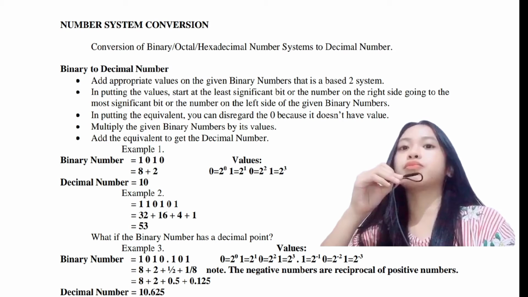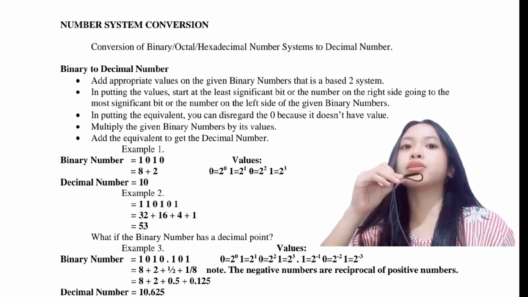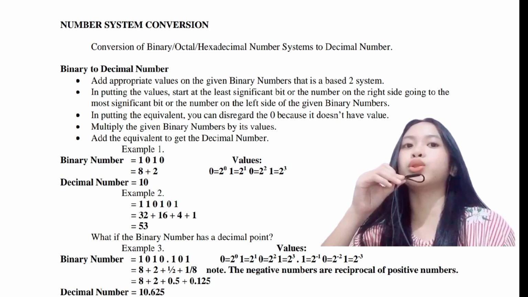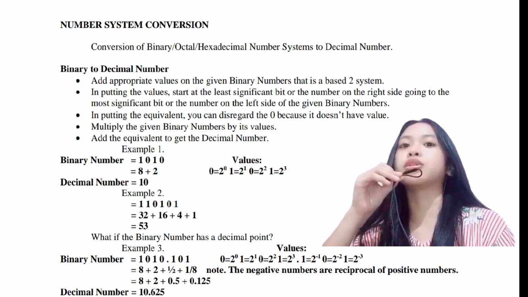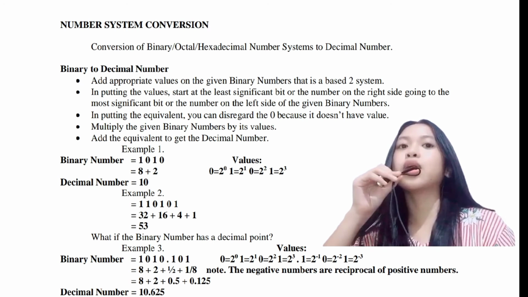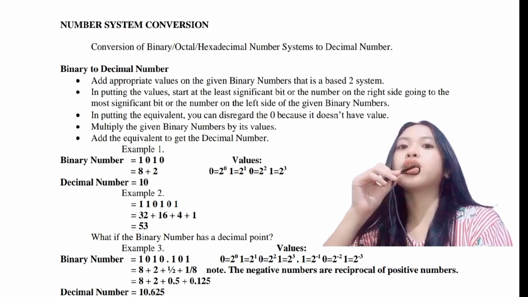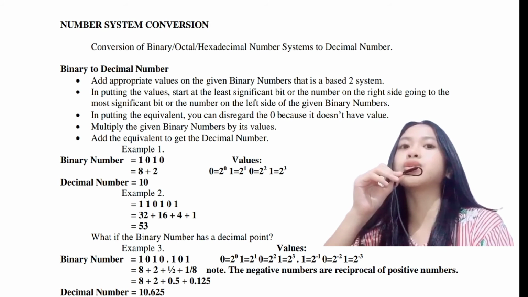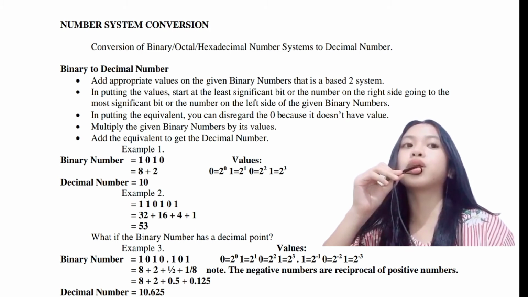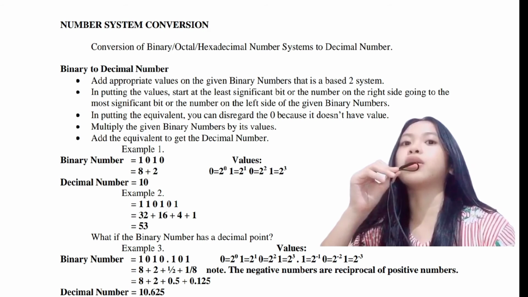The number system conversion. The conversion of binary number to decimal number. As we all know, the binary system is base 2 because it has only 2 digits. So we need to know the power of 2 table to easily convert the binary numbers. The power of 2 table is 2 to the power of 0, 2 to the power of 1, 2 to the power of 2, and so on. So let's start. Given the example of binary number 1010, first you need to put the appropriate values of each number. Now, inputting the values, start at the least significant bit, or the number on the right side, going to the most significant number, or the number on the left side of the given binary number.